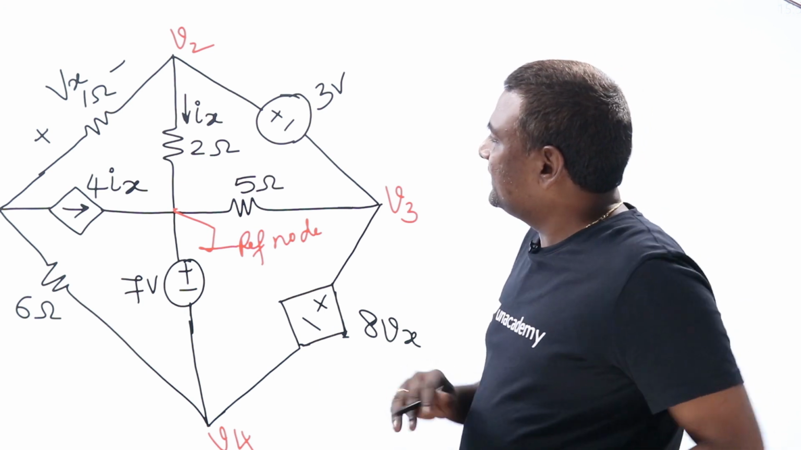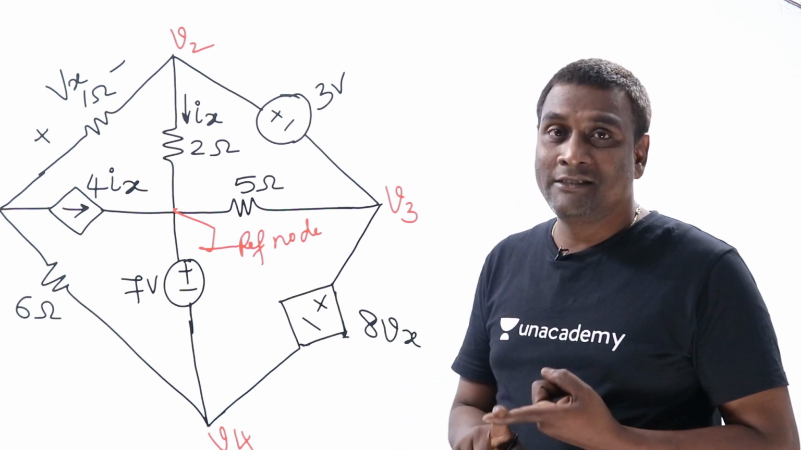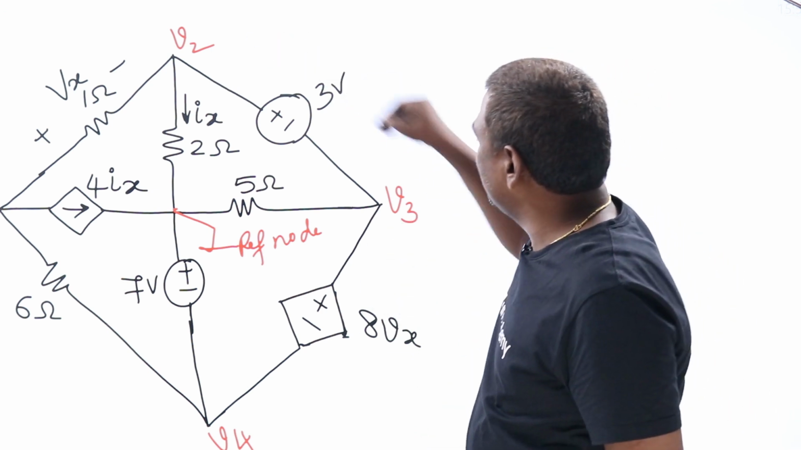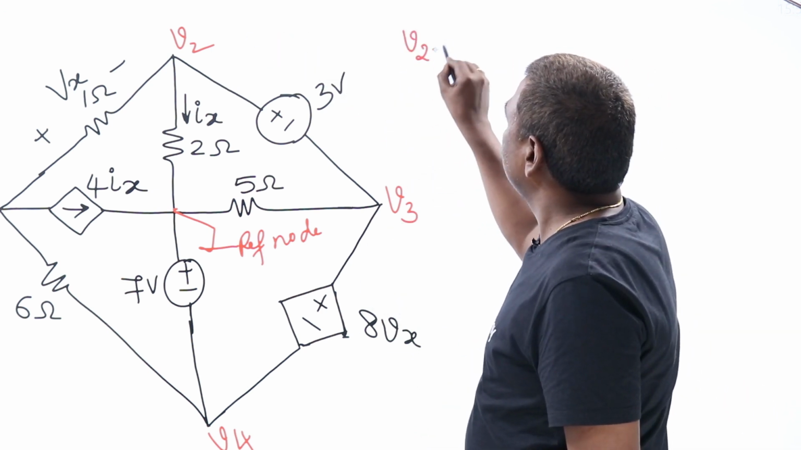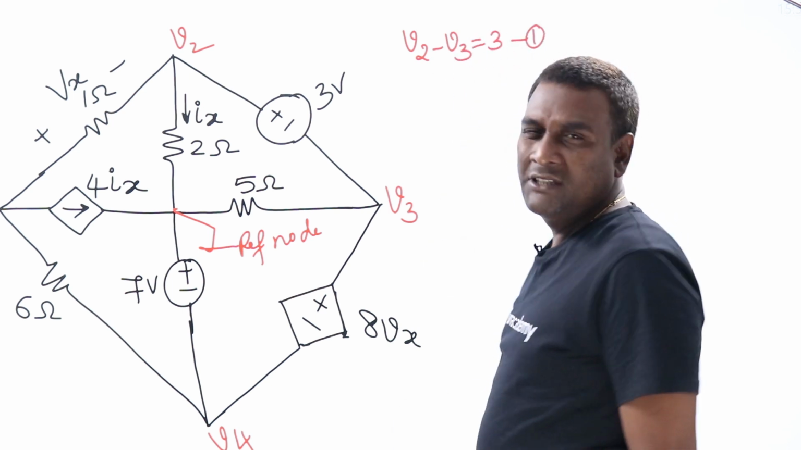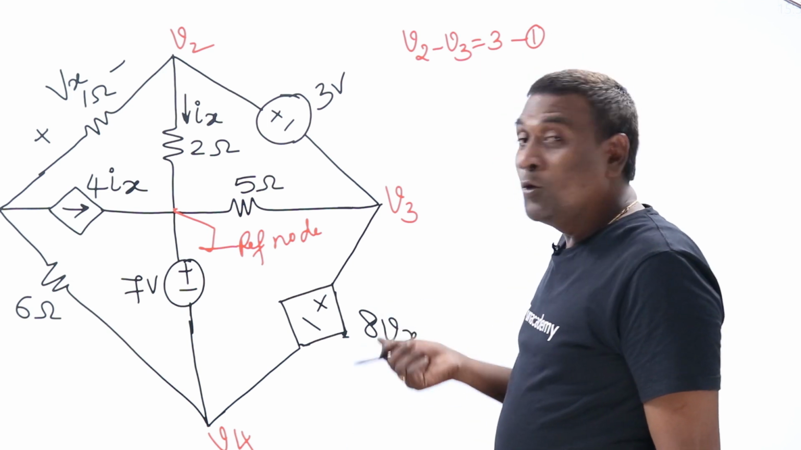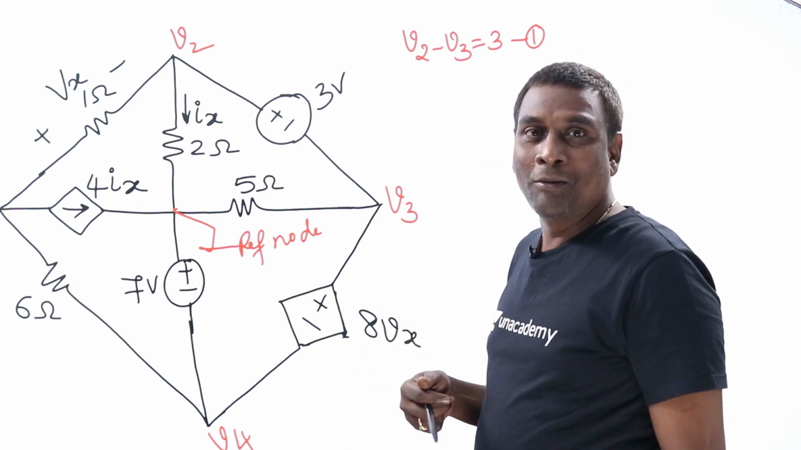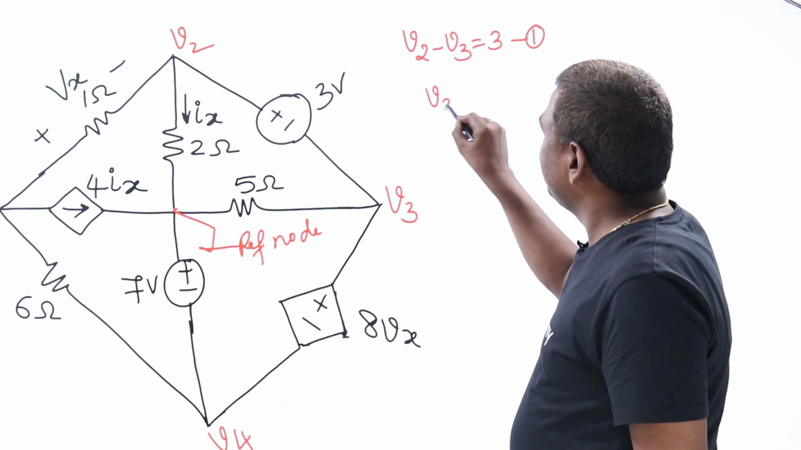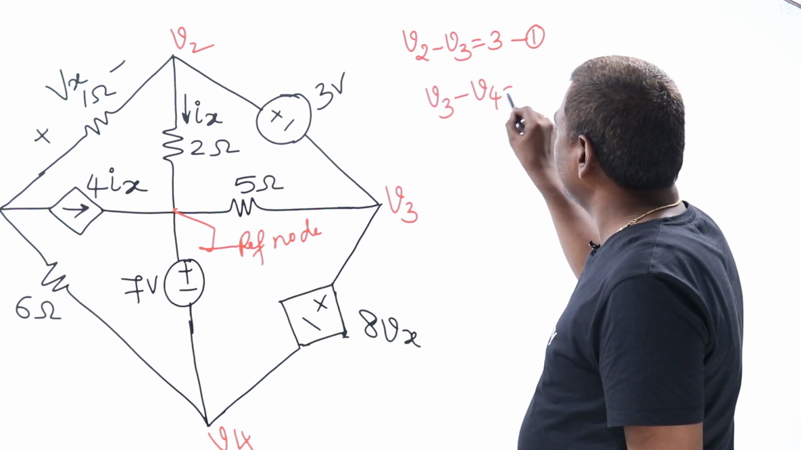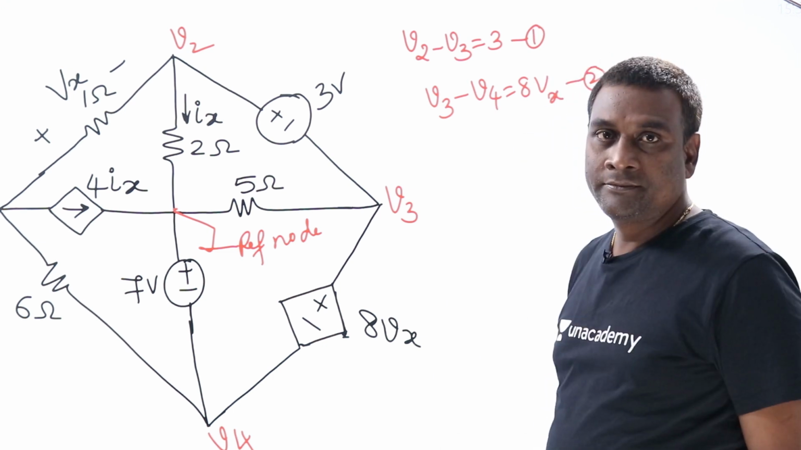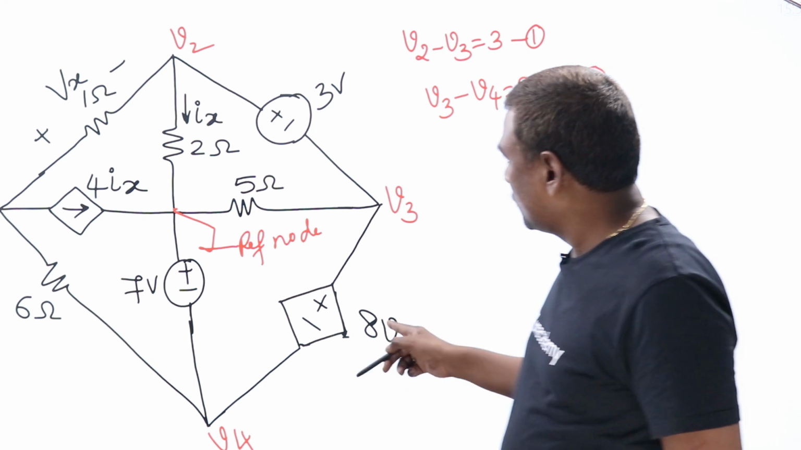Now, in this, only one time KCL should be done, and 3 times relation should be done. So, let us start writing relations. V2 minus V3 equal to 3. One relation. Easy. See, now the problem is becoming easy. Now, if you think of V3, V4: V3 minus V4 equal to 8Vx. Second relation.